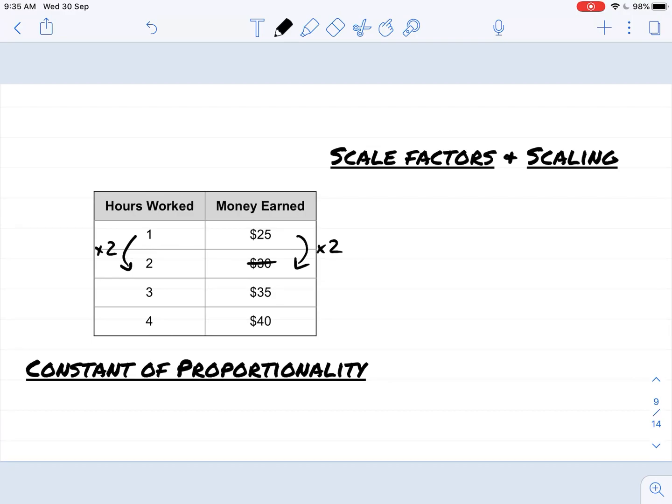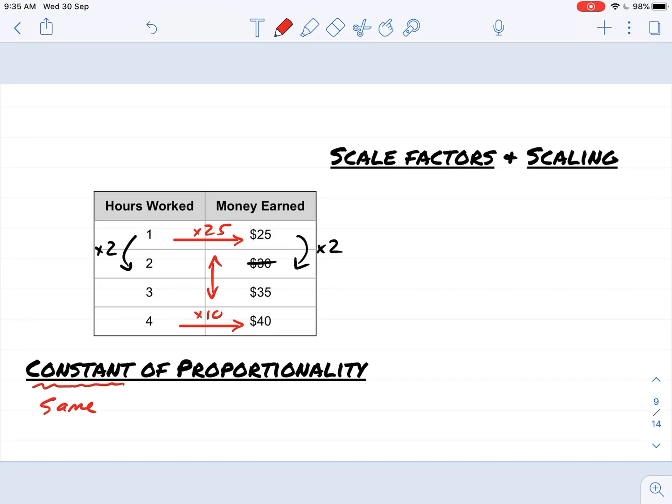And you can also tell that by looking at the scale factors. On this one, how do I go from 1 to 25? You would multiply by 25. What if I chose the last one, 4 to 40? How would I do that? I would have to multiply by 10. You can see those two numbers are not the same. Therefore, there is no constant of proportionality. Constant means that it has to be the same. Those are not the same, so that's another reason that this is not a proportional relationship.